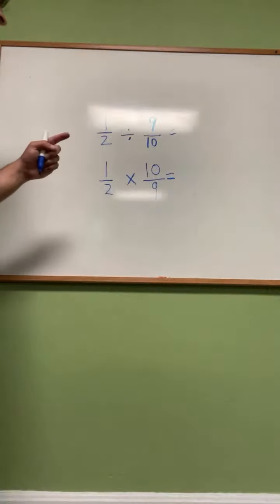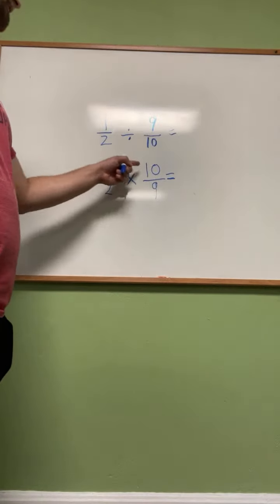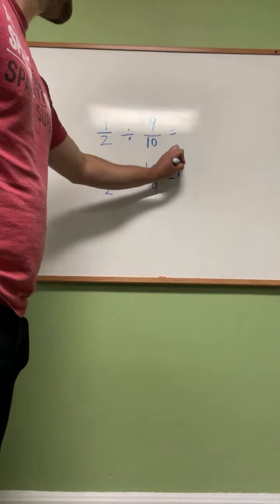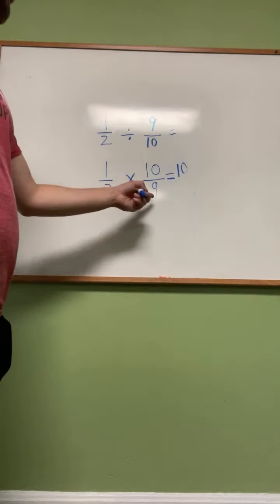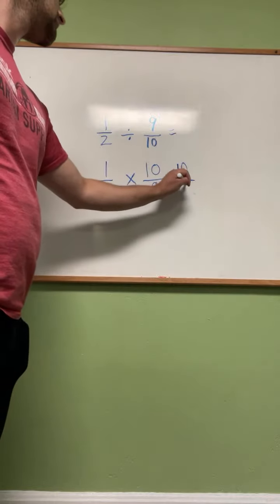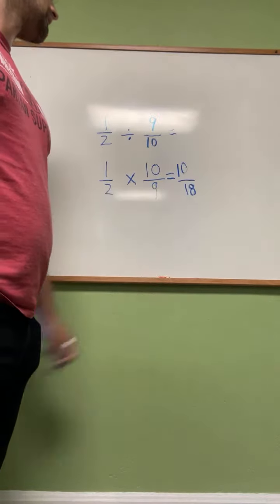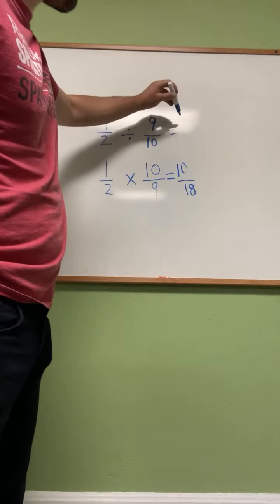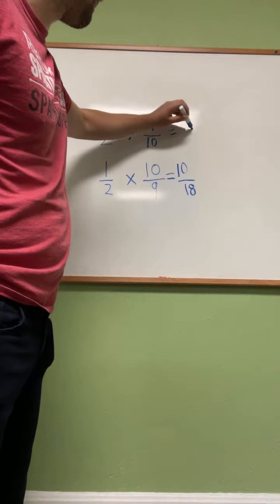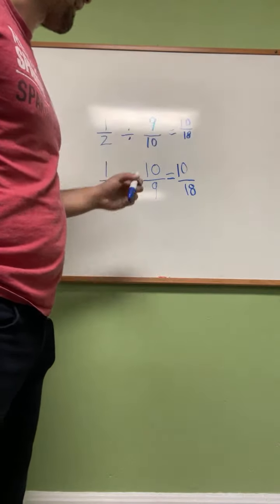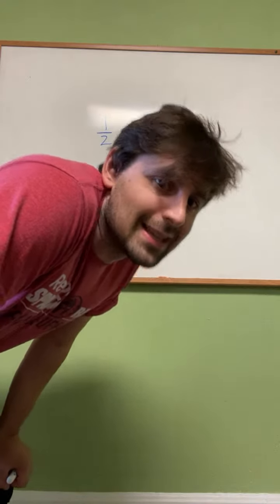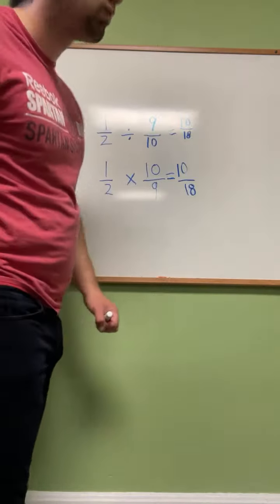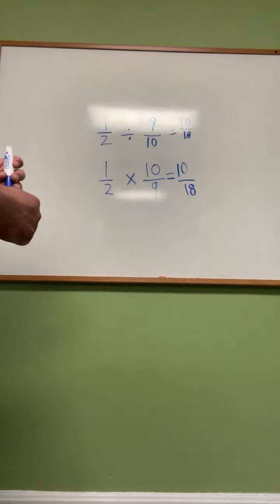All right. So now, simple multiplication problem. 1 times 10 equals 10. 2 times 9 equals 18. And that's our answer. 1/2 divided by 9/10 is 10/18. Now, you could simplify the fraction further, but I'm not worried about simplifying right now. I don't want to confuse anybody. So, I'm going to keep that as is.